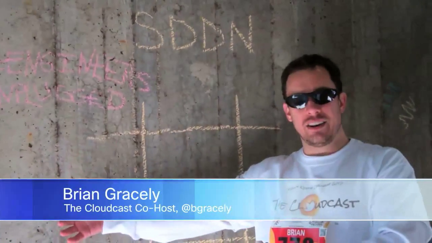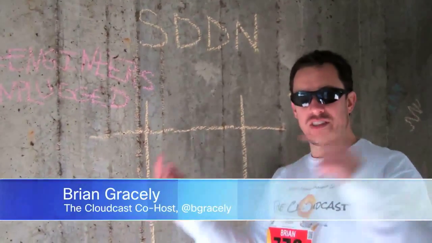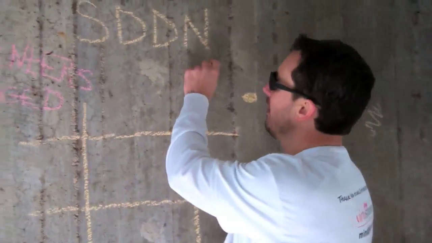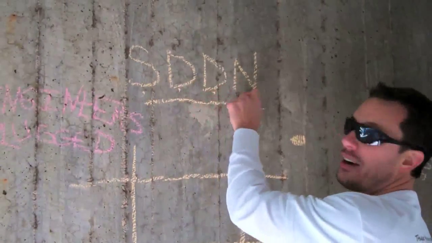Typically, Amy would be right here, but since we're doing this ghetto style, Amy's on the other side of the camera. She's over there.